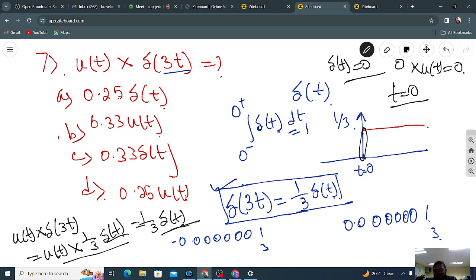This is the reason, because this is only at t equals 0, and u(t) can have values from t equal to 0 to infinity, but any value other than 0 will get multiplied by 0 due to the factor delta t. So this will be 1 by 3 delta t. The correct option is option C, 0.33, because 1 by 3 is equal to 0.33.